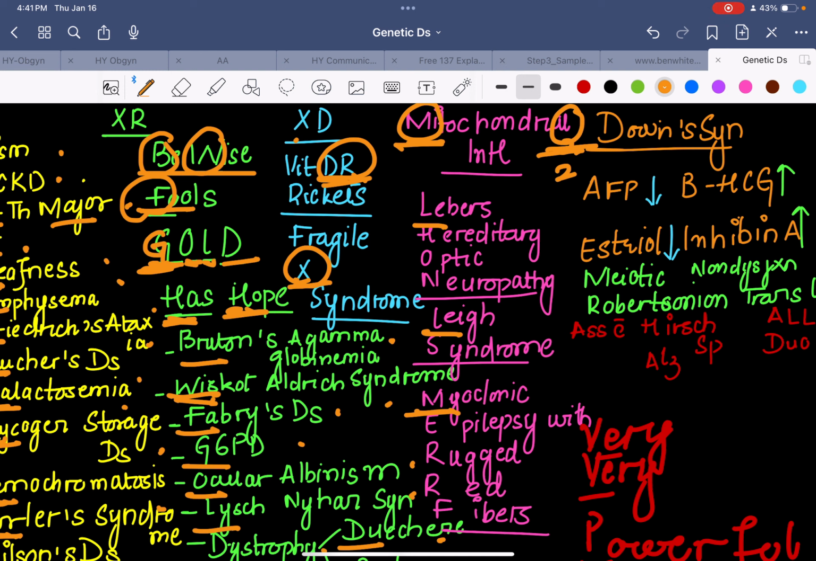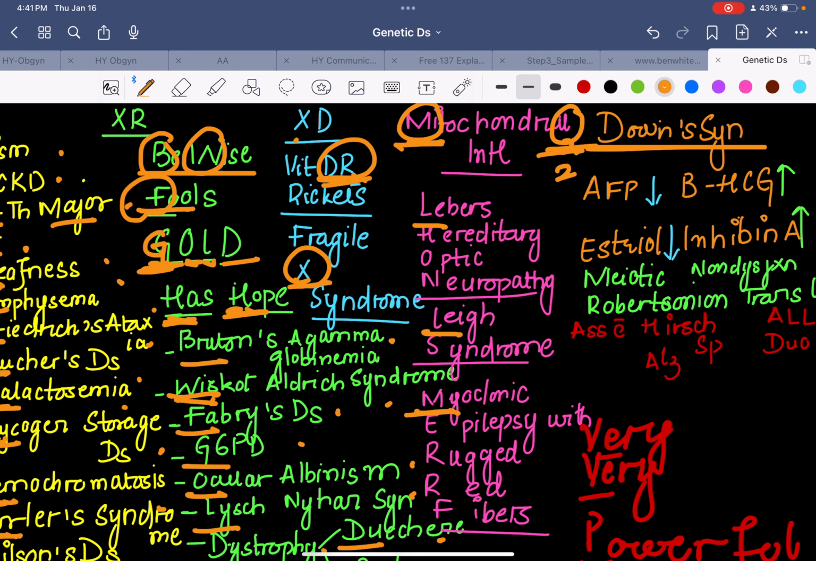MLL. So M for myoclonic epilepsy with ragged red fibers, L for Leber's hereditary optic neuropathy, and L for Leigh syndrome. Whereas X-linked dominant were Dr. X with vitamin D resistant rickets and Fragile X syndrome. Next up we have Down syndrome.